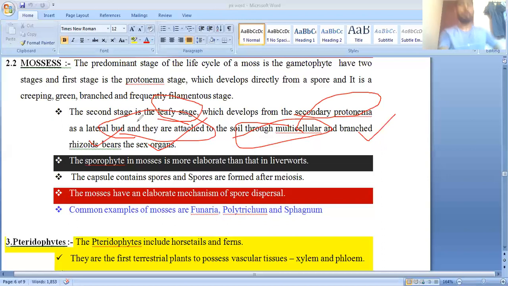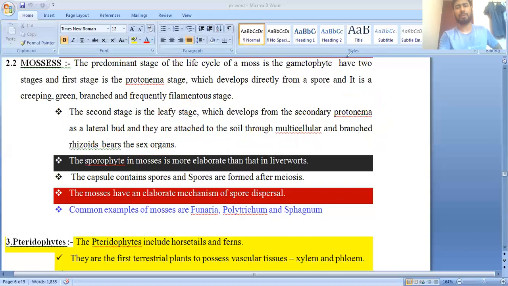Very important, this was already asked in the NEET examination. The leafy stage of the mosses bears the sex organs, always. They also have rhizoids. Rhizoids are similar to roots, but not actual roots, because, as we already told, the bryophyte plant body is thalloid, like a thallus. It is not differentiated into root, stem, and leaf. Clear? So this is the property.